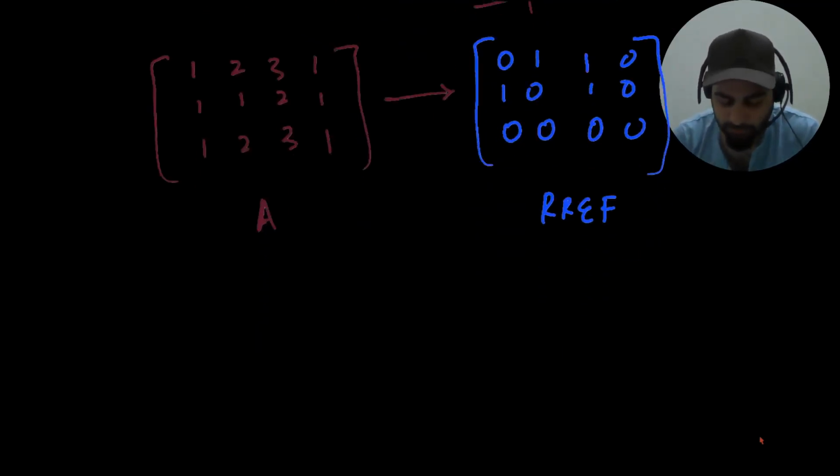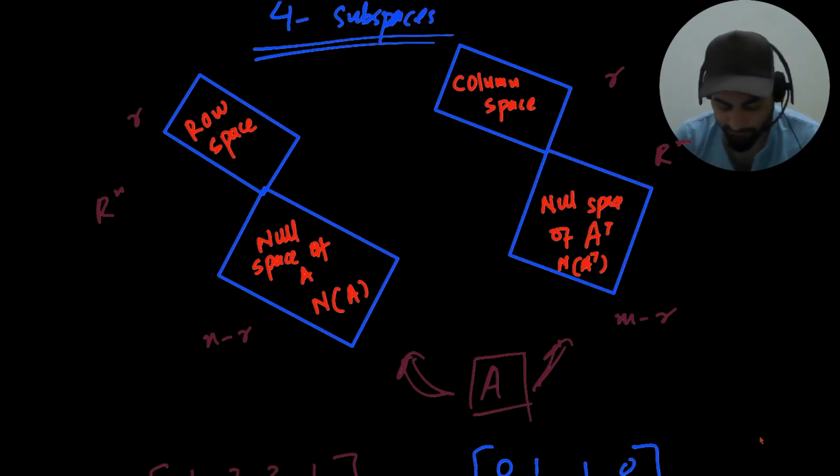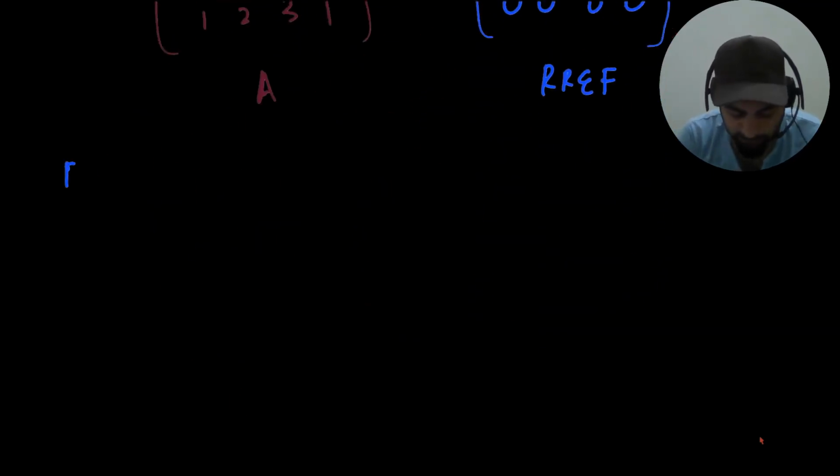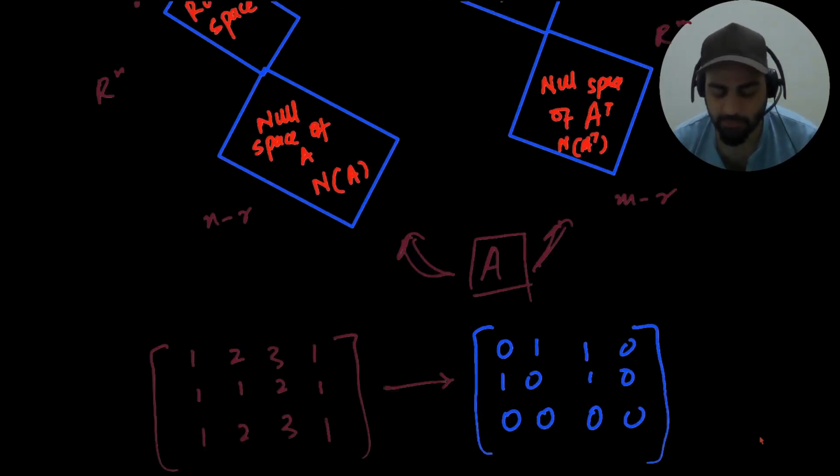The question now is that we had these four spaces: row space, null space of A, column space, and null space of A transpose. The two things we have to find are the bases and the dimensions. These are the two things that we want to find for all of these subspaces.